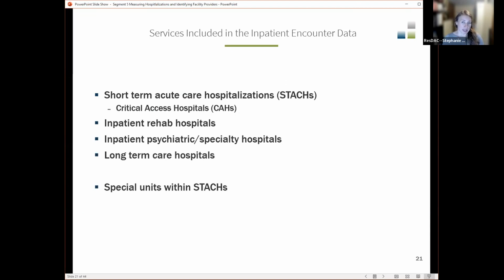Services that would be included in the inpatient encounter data are very similar to what you find in the MedPAR. So short-term acute care hospitalizations, inpatient rehab, so any specialty hospitals, long-term care hospitals, and again, special units that might be within a short-term acute care hospital and critical access hospitals, but it does not include skilled nursing facility. Skilled nursing facility stays have their own separate file within the encounter data.